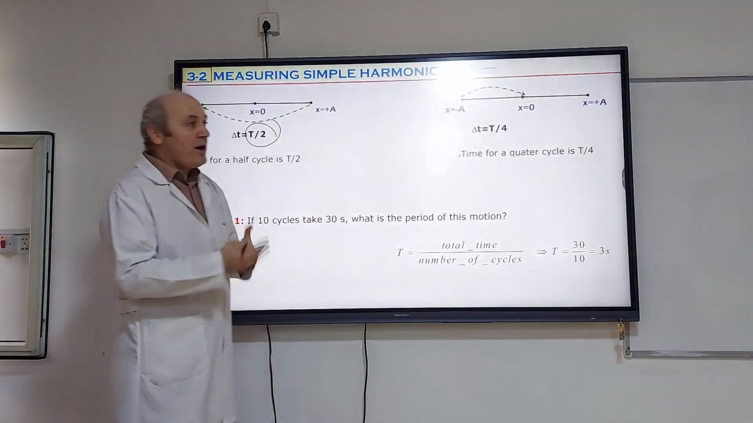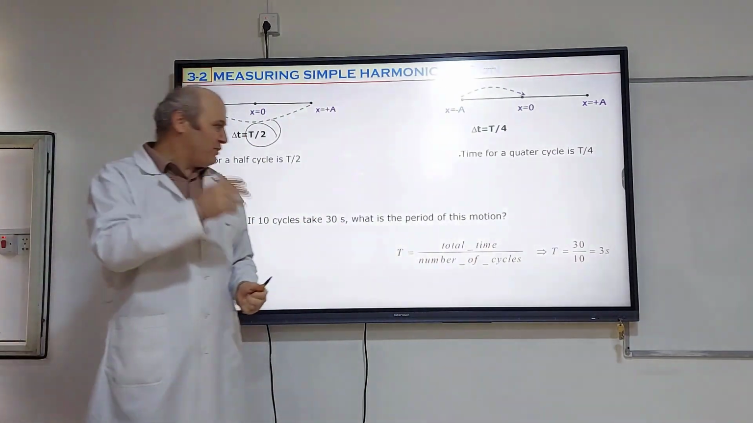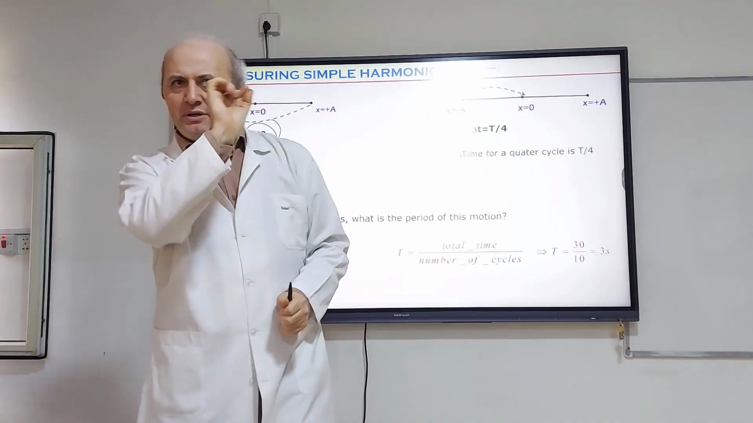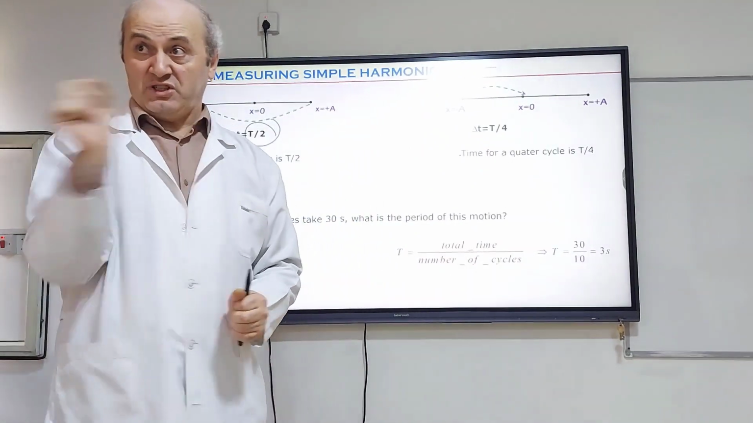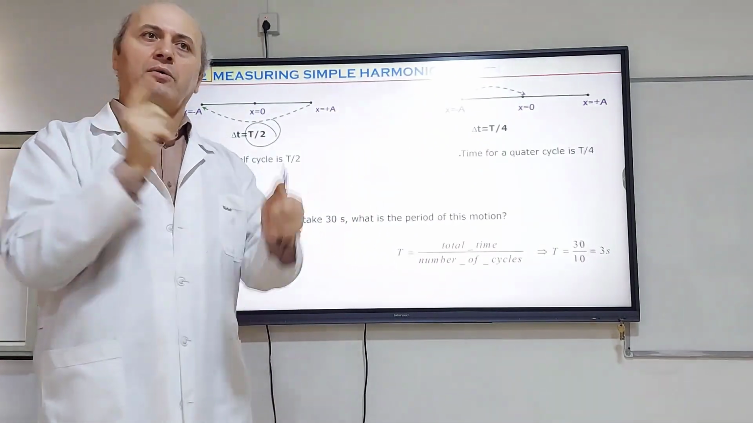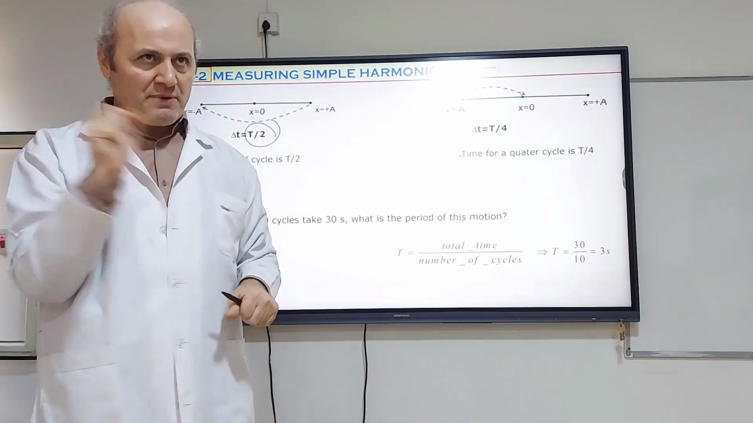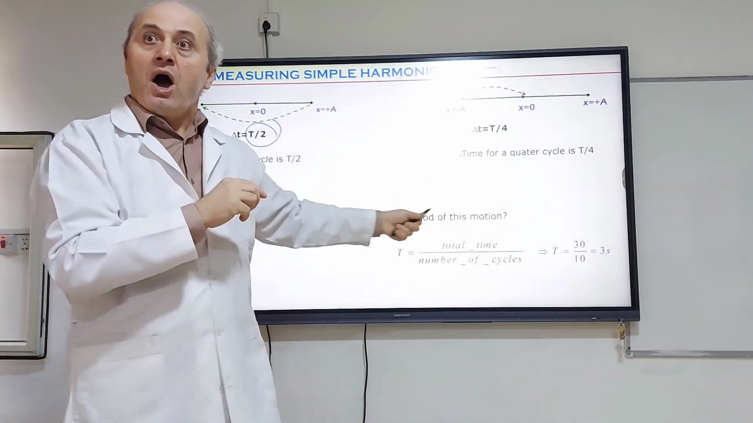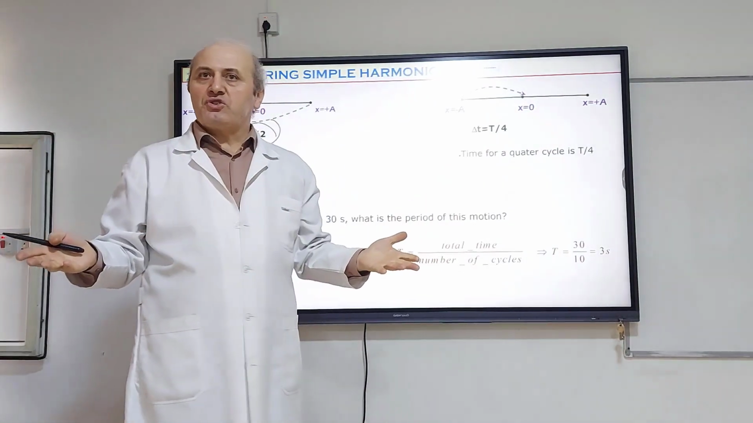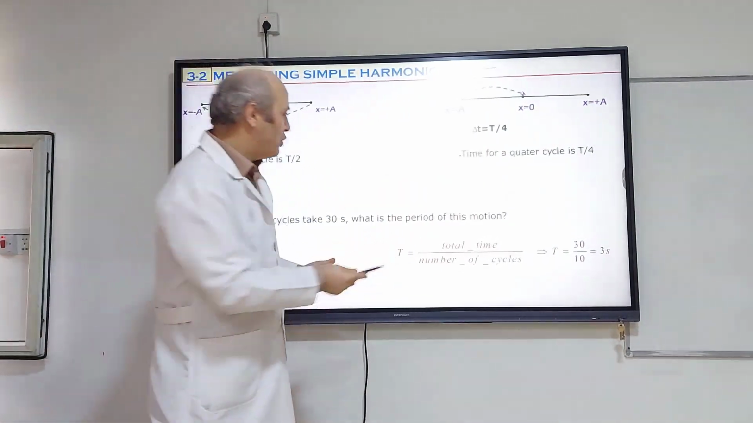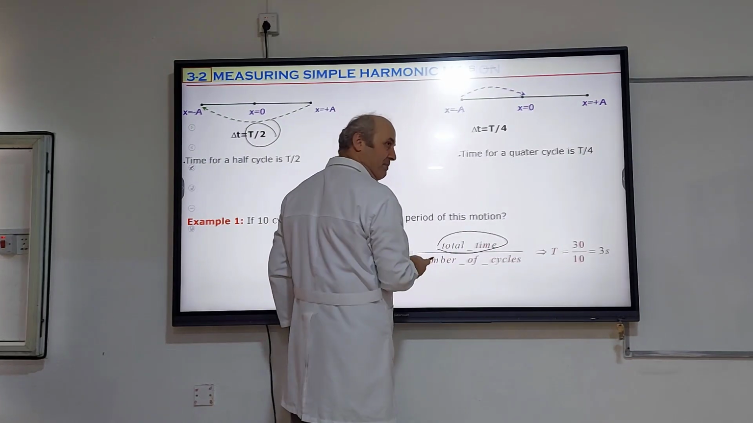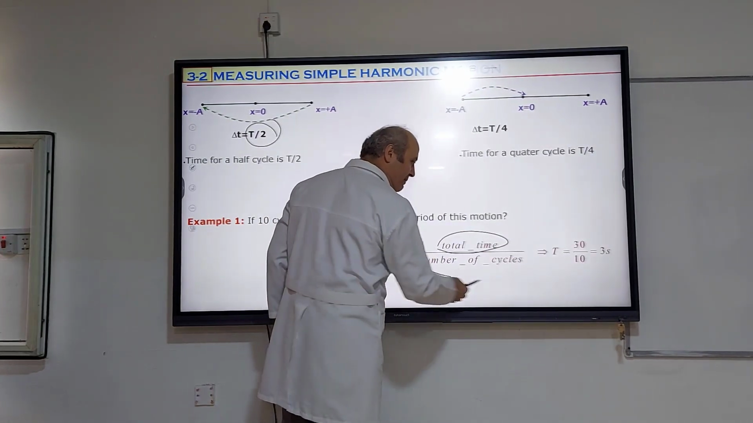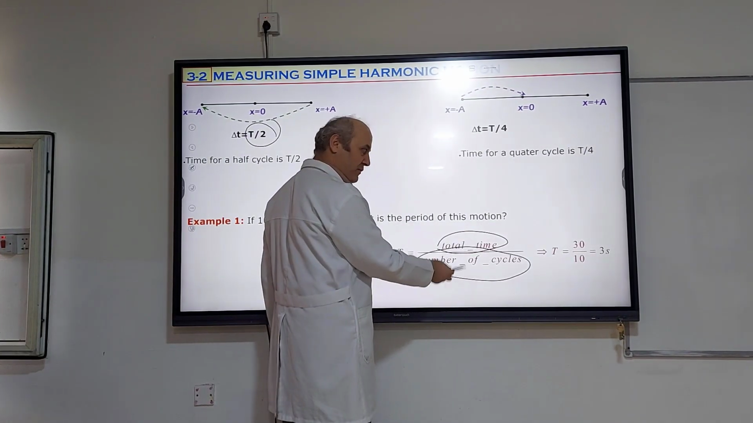And if more than one vibration is given to us, because it's not easy to measure the time for one cycle if the system is vibrating so fast, that's why we calculate the total time for several vibrations. After that, we use this equation for calculating period. For example, 10 vibrations take how many seconds, which is the total time, divided by the number of vibrations or cycles.